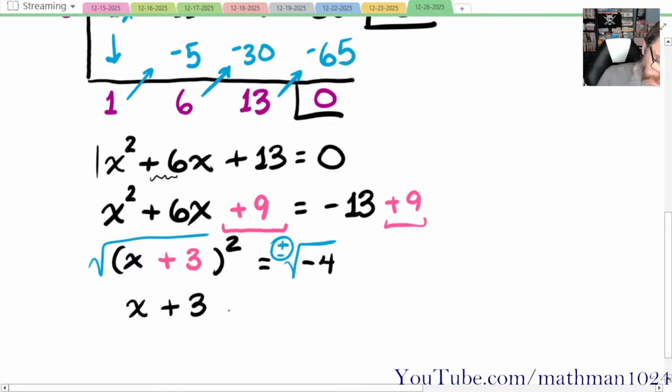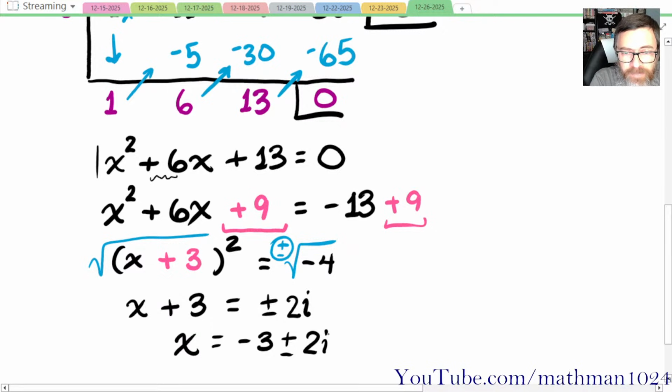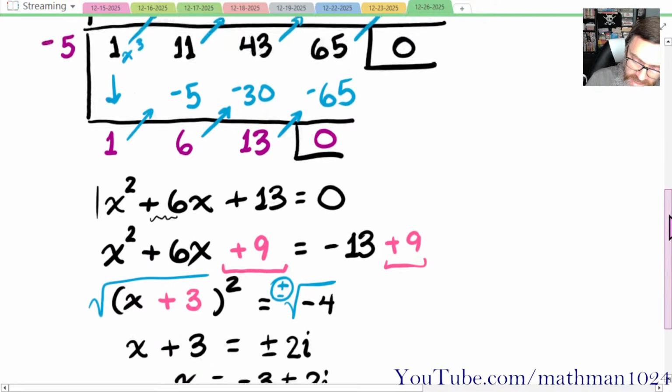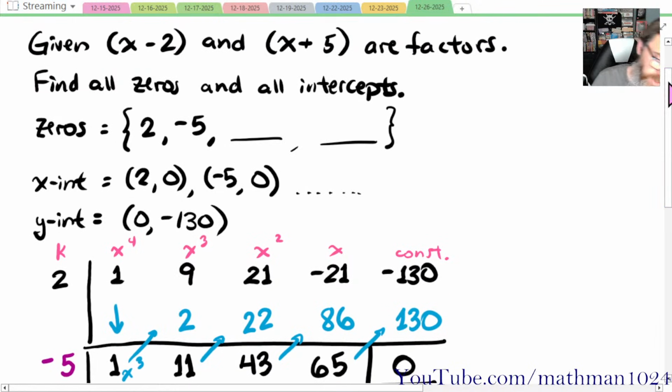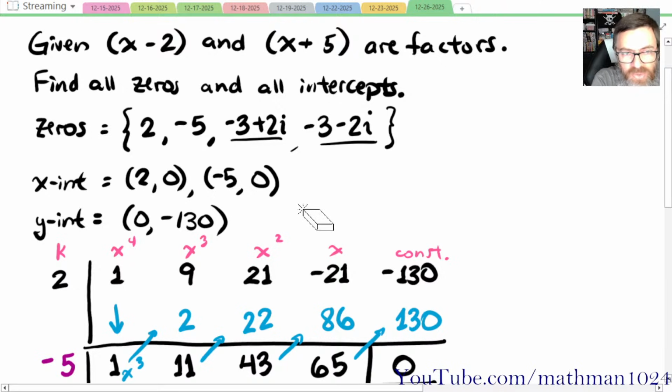All right, so x plus 3 equals plus or minus. The square root of 4 is 2, and the negative inside is going to give me an i. And when you finish getting x by itself, that's negative 3 plus or minus 2i. So the negative 3 plus or minus 2i answers the question up here for your final zeros. So negative 3 plus 2i, negative 3 minus 2i. Now, since these are complex, they're imaginary zeros, they do not give us x-intercepts. So we just have these two x-intercepts.